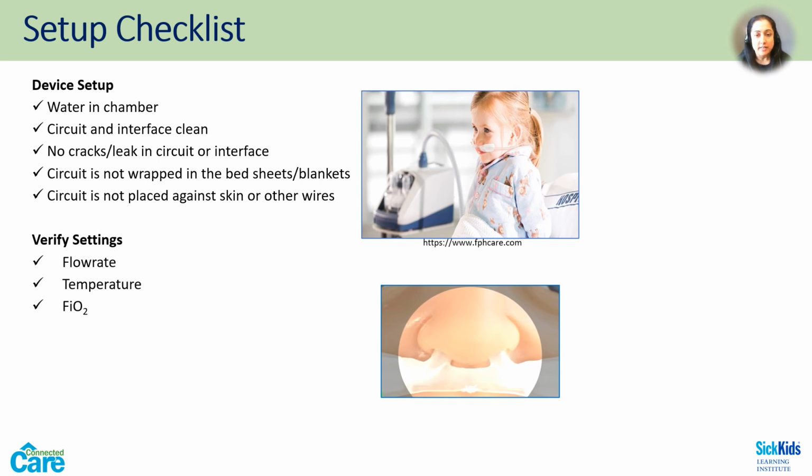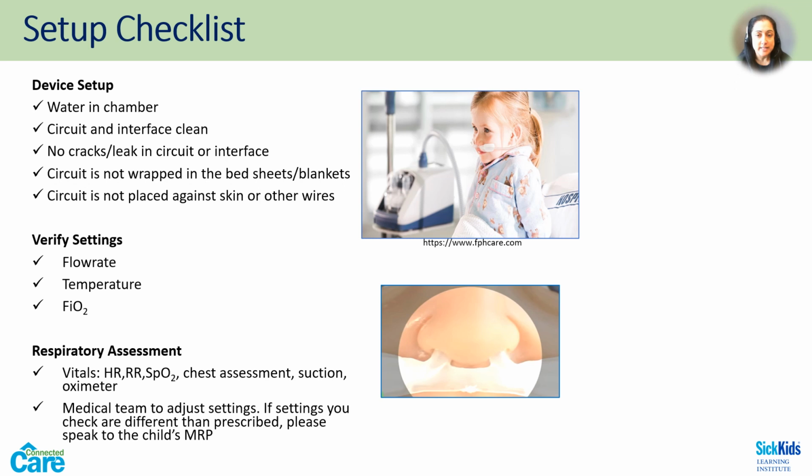You also want to verify the settings against the prescription. So you hit the mode button, or what looks like the play button, to see the settings. You want to check the flow rate, temperature, and the FiO2. If oxygen needs adjusting, this is done by the flow meter on the wall, and you check the resulting FiO2 being analyzed on the device. And then you want to perform a respiratory assessment before, during, and after application of therapy. So you want to check the vitals, heart rate, respiratory rate, SATs, chest assessment, any need for suctioning or pulmonary clearance. The medical team is to adjust the settings, and if your settings are different than what's been prescribed, you want to clarify that with the MRP.